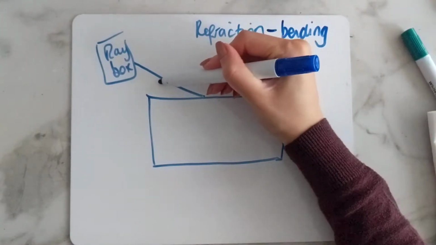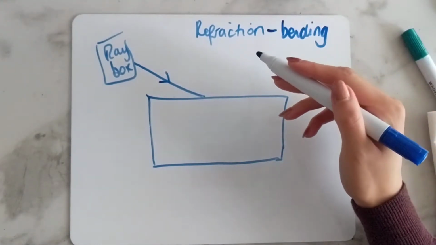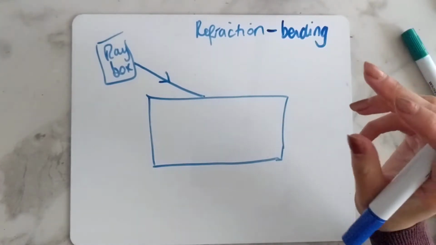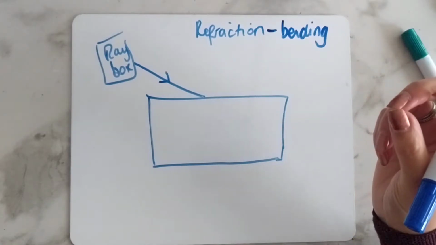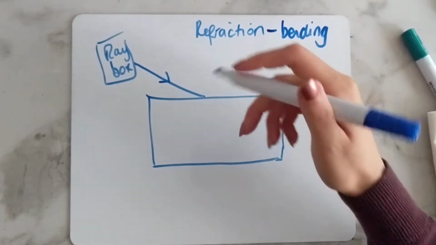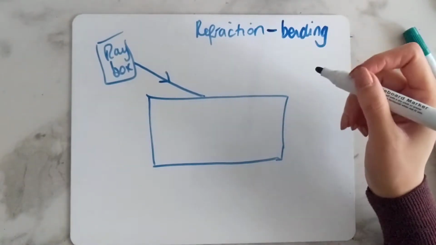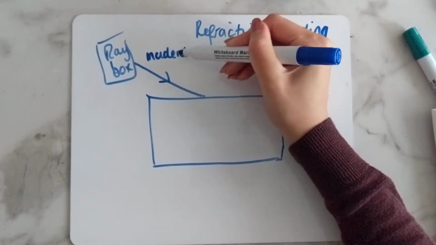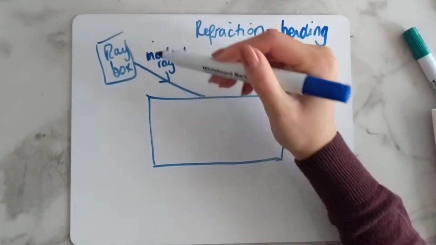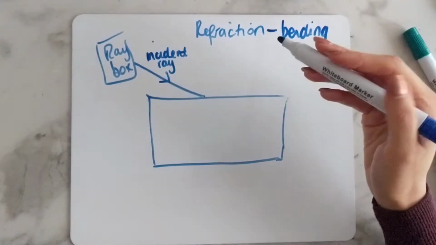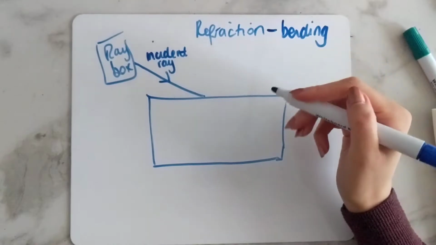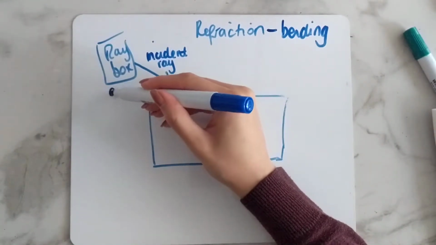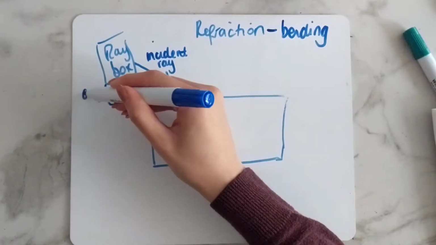So I've got this beam of light shining from a ray box, and a ray box is just literally a little black box, and it's got a light bulb in it, and you've got a slit so that only one beam of light passes out. Now this ray here is called the incident ray, and it's the one coming from the ray box to the glass block.